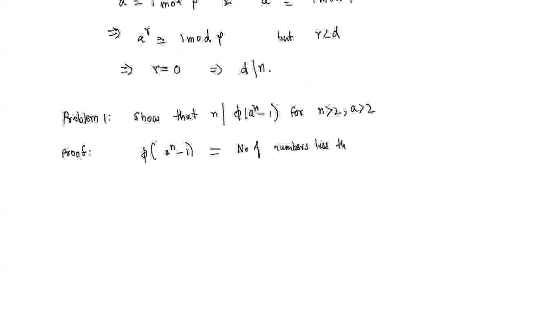Less than or equal to a to the power n minus 1 and relatively prime. So a to the power n minus 1.